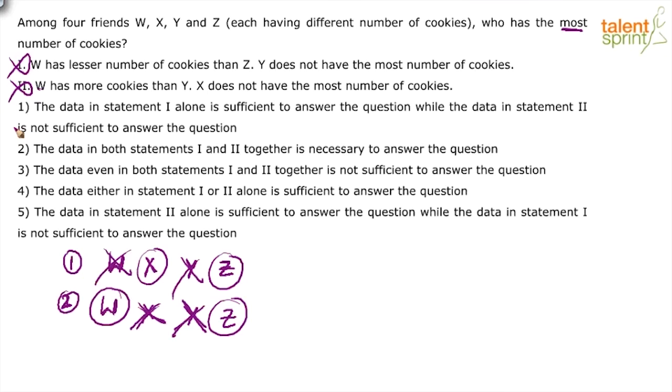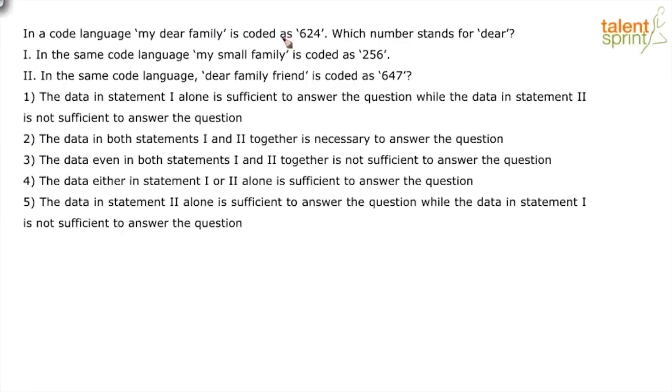Now you very well know that when independently both the statements fail to give the answer, we go for combination. Combine the two statements. According to statement 1, W is not the answer, so W is ruled out. According to statement 2, X is not the answer, X is ruled out. So the only leftover choice we have is Z. So we can say that Z has got the maximum. You have to just verify both the statements for the given set of persons W, X, Y and Z. You'll get to know that Z has got the maximum number of cookies. How are we able to do this? Using the data given in both the statements together. And hence your answer is option 2, which says data in both the statements 1 and 2 together is necessary to answer this question.